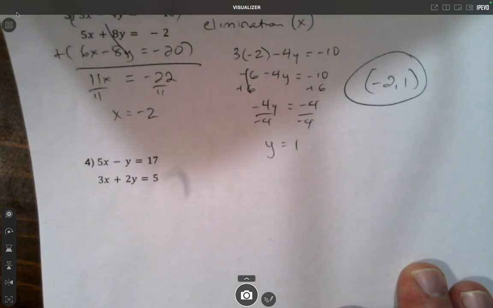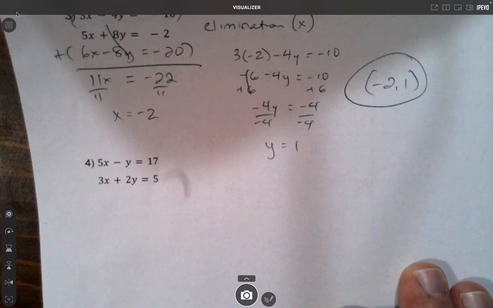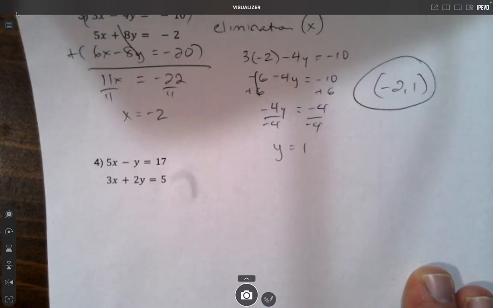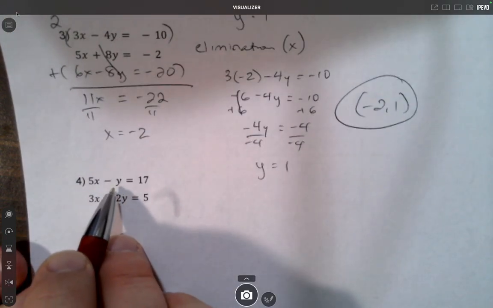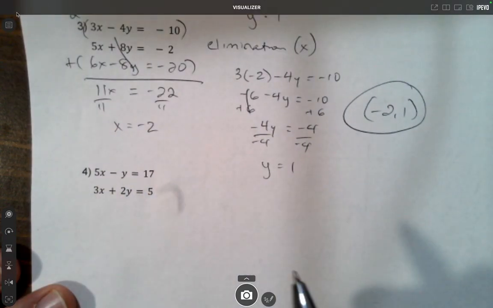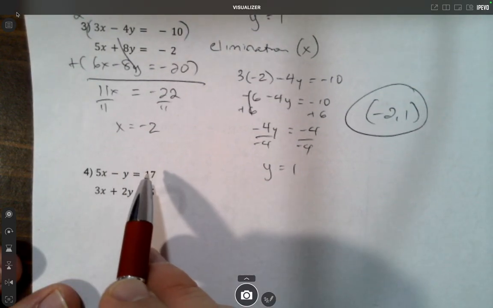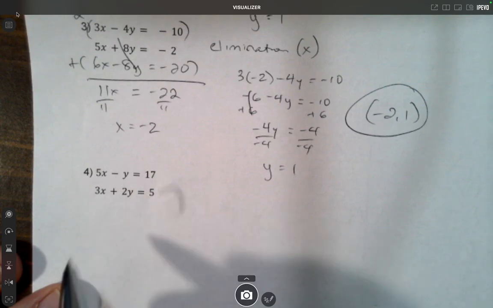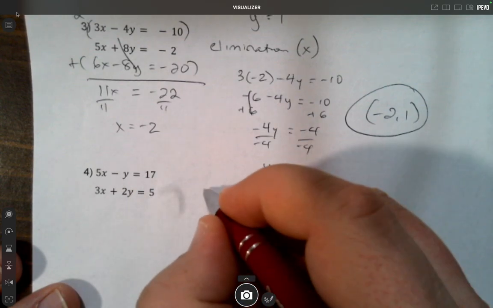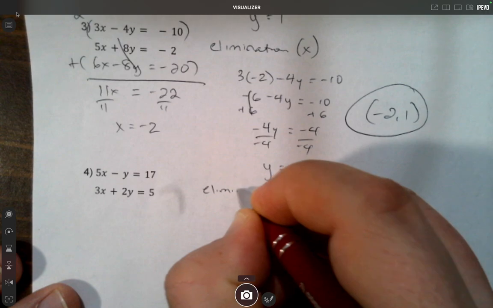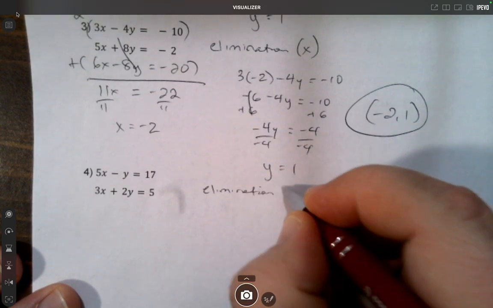Okay, pause for a moment. Look at number 4. See what method you think is best. Okay, this is another one in the category where I'd say you could do substitution, because you could just get that y by itself, or you could do elimination with multiplication, because you could just double this equation to make it so these cancel out. Since I chose substitution on number 1, I'll choose elimination on this one, but if you chose substitution, that's completely fine.